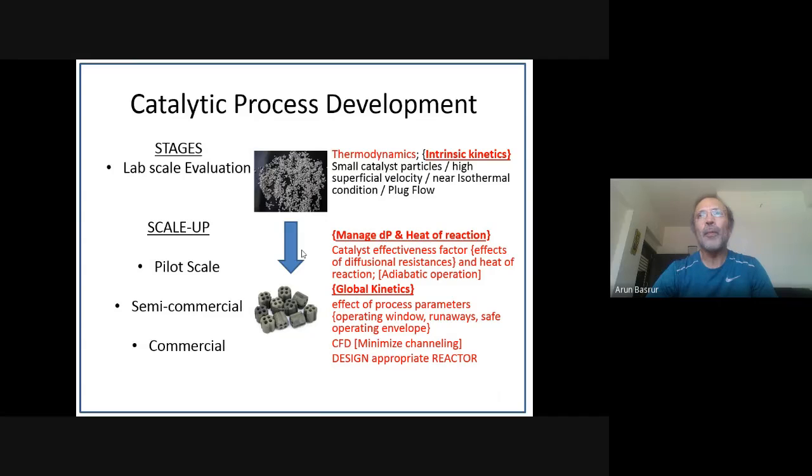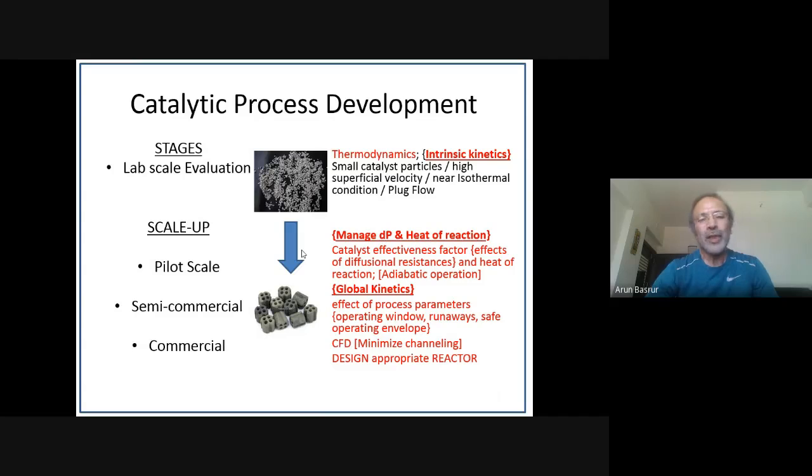Efforts are made to operate as close to plug flow conditions as possible. Once this is done, the data that is generated is termed intrinsic kinetics. So this intrinsic kinetics is the kinetic data which is not influenced, or very minimally influenced, by mass and heat transfer resistances.